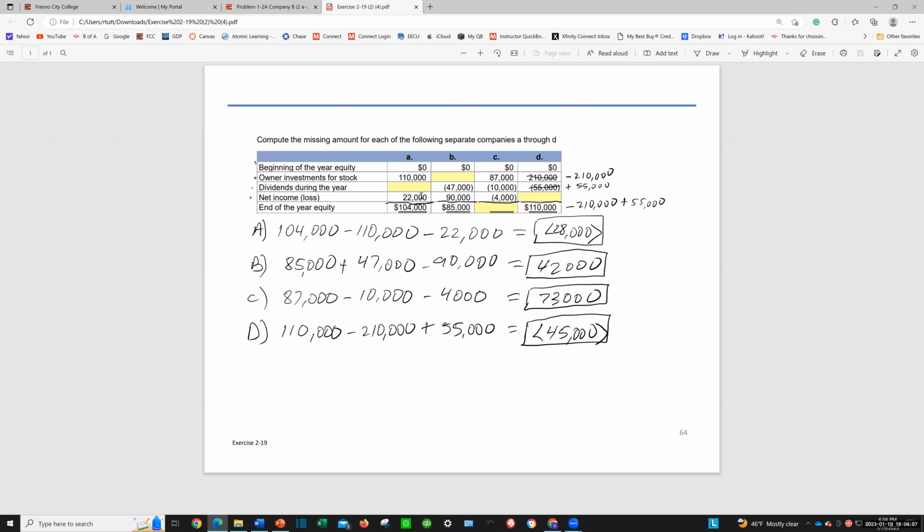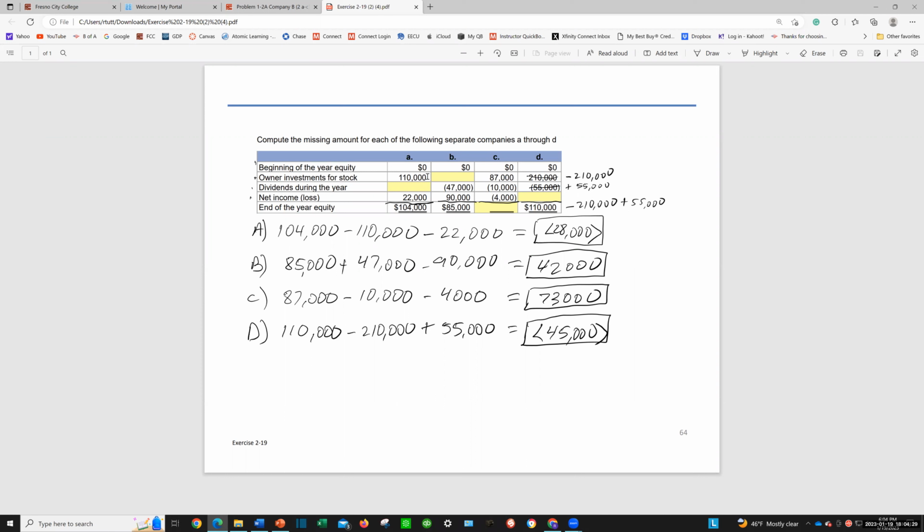So these three numbers, well, all these numbers together have to be 104,000. So how do I solve for the one unknown? Well, in algebra, you've got to get rid of these two numbers here so that the box is by itself. So check this out.